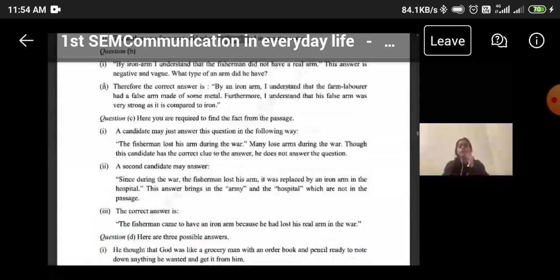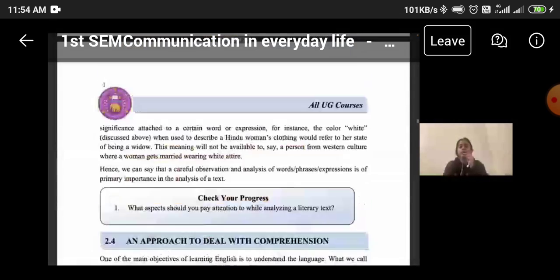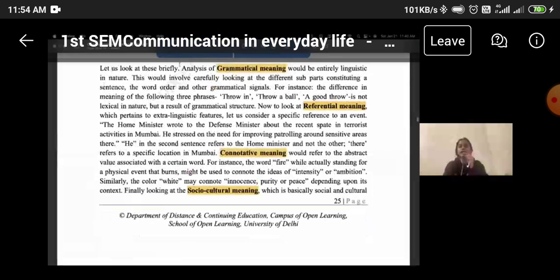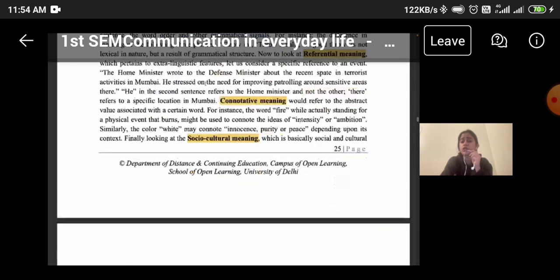So coming back again to the types of meanings, what are the 4 types of meanings? The grammatical meaning, going by the word; the referential meaning, what has been referred to; the connotative meaning, something that is abstract and not associated with a certain word, but is the value associated with that word.